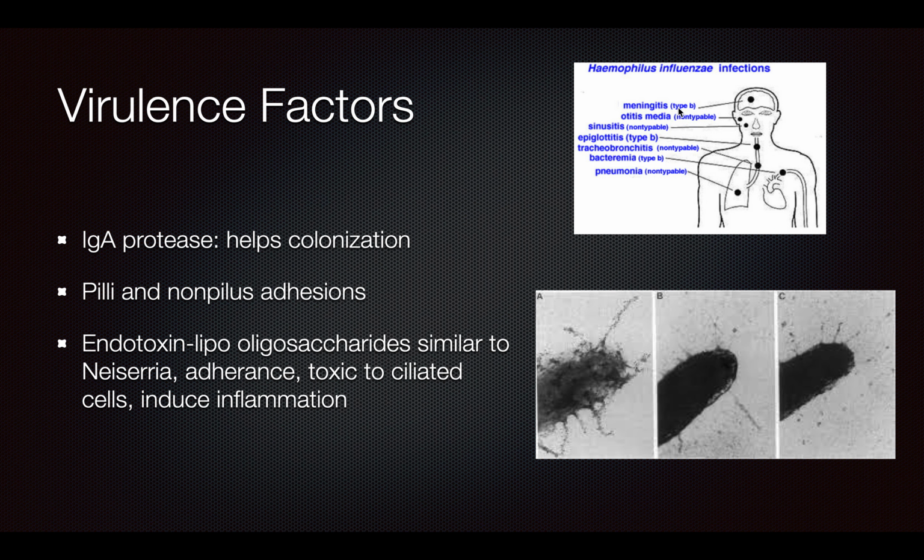So meningitis is going to be caused by type B. The ear infection is going to be caused by non-typable, so it's unencapsulated. Sinusitis is also caused by non-typable. Epiglottitis is caused by type B. Tracheobronchitis is non-typable. Bacteremia is type B, and pneumonia is going to be caused by non-typable. So as you can see, type B is the most serious.